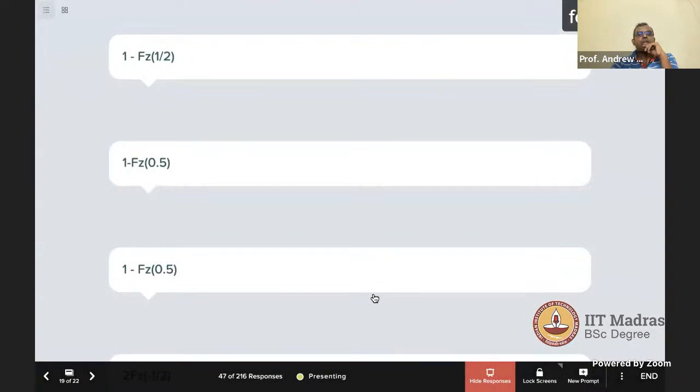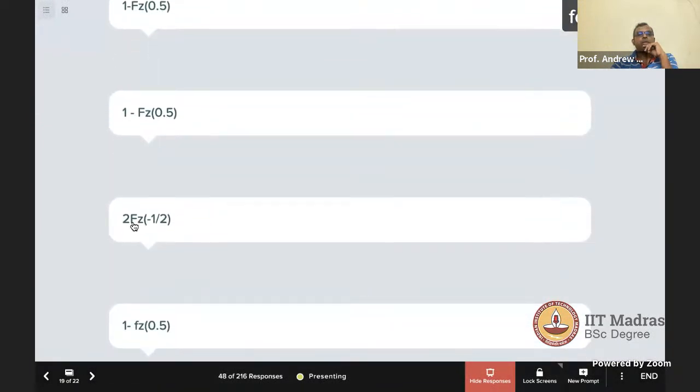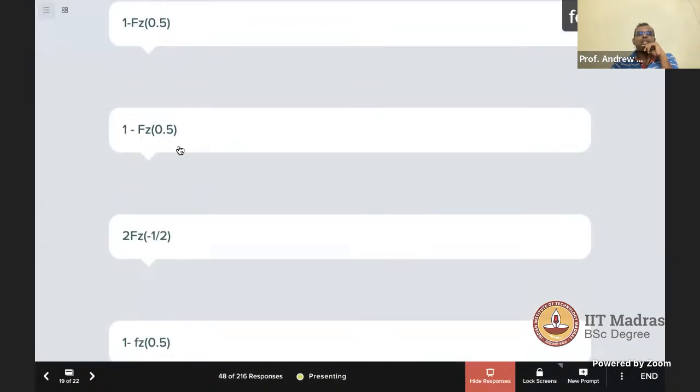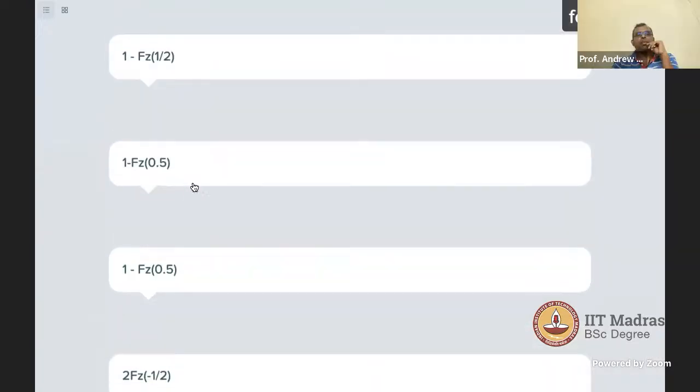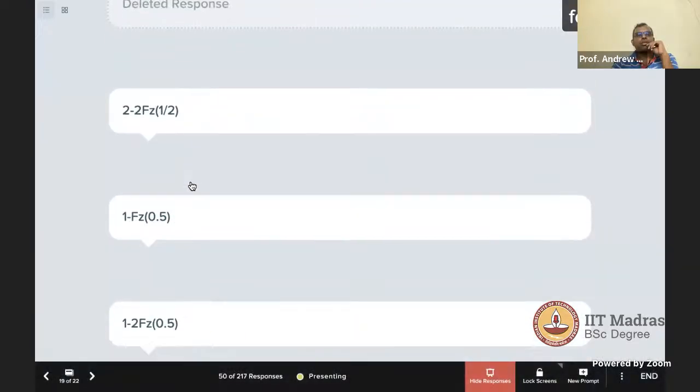1 minus fz 0.5 seems to be a popular response. 2 fz minus 1 by 2. Yeah, I like this 2 fz minus 1 by 2. I like expressing like that. Is this the same as 1 minus fz of 0.5? Are these two the same? Maybe not. A factor of one is missing. Yeah, a lot of people seem to write 1 minus fz of 0.5. Is that really correct? There's a 2 factor, no?